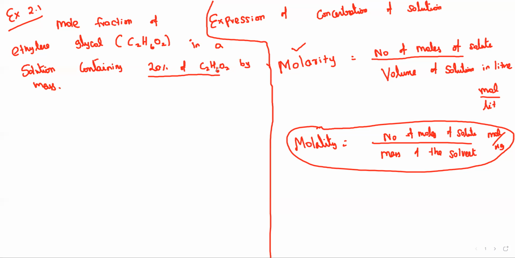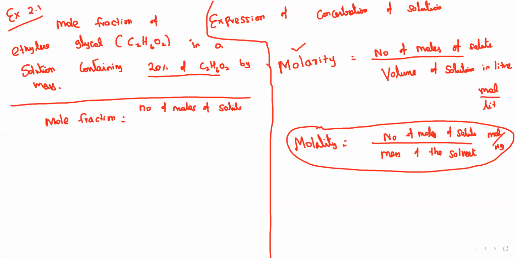20% by mass. So they didn't give the solvent, so we have to assume the solvent. And they didn't give the amount of solution either. So what is the basic formula for mole fraction? It is the number of moles of solute in the total number of moles of solution.